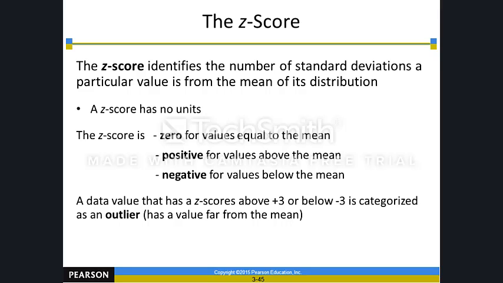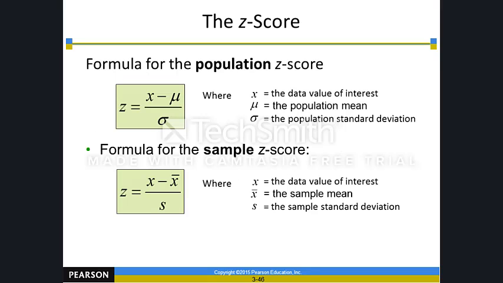So when the z-score is 0, it means the value is basically equal to the mean. When it's positive, it means that's the number of standard deviations above the mean, and when it's negative, it's the number of standard deviations below the mean. A data value with a z-score above positive 3 or below negative 3 is said to be an outlier.